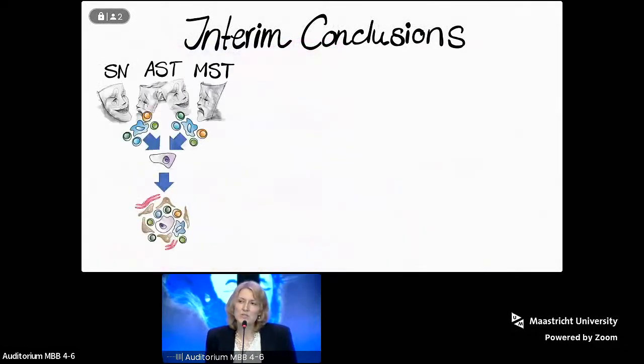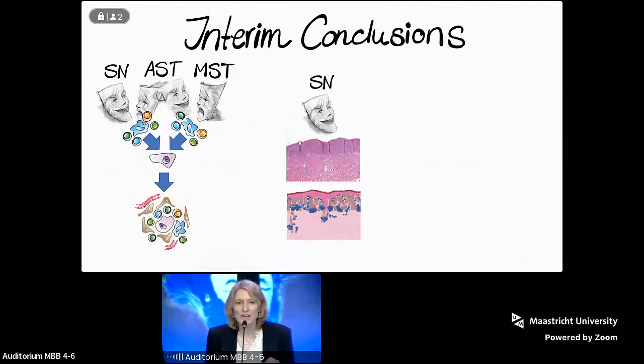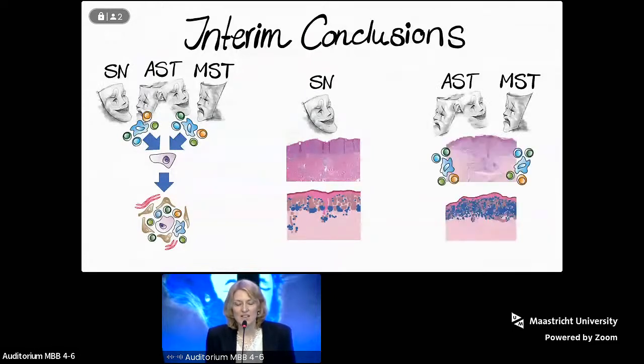Our interim conclusions are: these lesions are highly immunogenic and inflammatory. The predominant pattern in Spitznevus is inflammatory pattern 2, but it's not distinctive for these lesions. And if you see severe inflammation as a diagnosing pathologist, you should definitely rule out an underlying malignancy before you sign out your case.